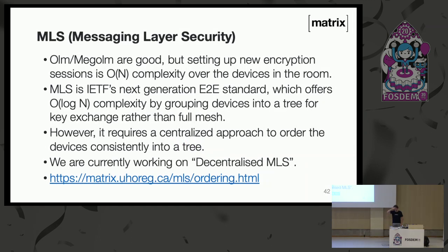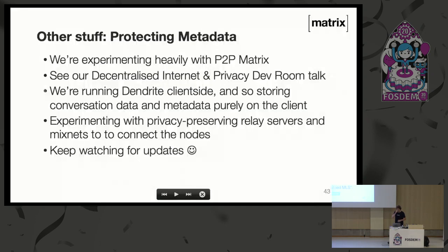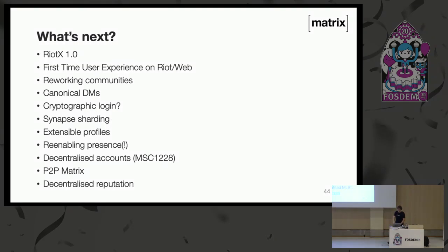MLS, we're experimenting with it. If you don't know what MLS is, go check it out. Decentralized MLS is a variation that we're playing with where we decentralize the current centralized sequencing function so that it works with Matrix. It's very early days. It looks promising. It could be revolutionary in terms of shifting the linear complexity to the logarithmic complexity that you get with MLS. Other stuff, metadata, mentioned that.